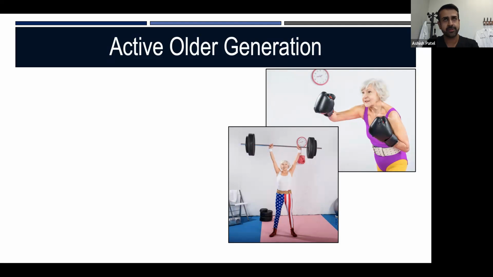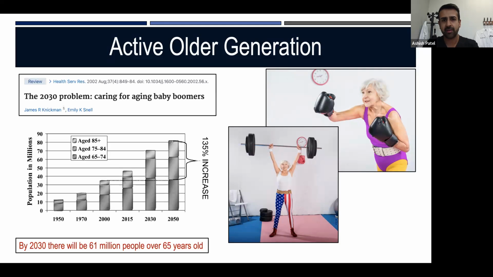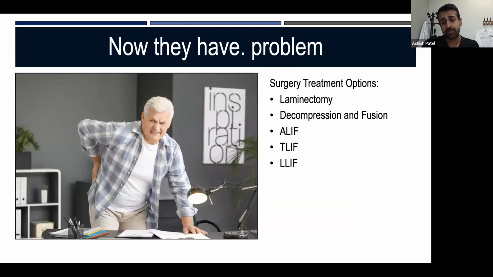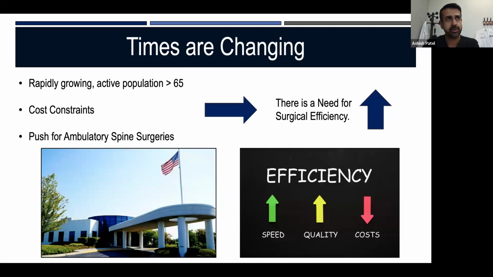And what I'm seeing in the office is a pretty healthy, active, older population. In fact, the data suggests that there's going to be a doubling of patients over 65 in the next 10 years. And everybody wants to play pickleball. So they're coming into the office with a back problem, and you've got to find the right solution that fits that patient and hopefully it's a minimally invasive solution and an efficient solution.